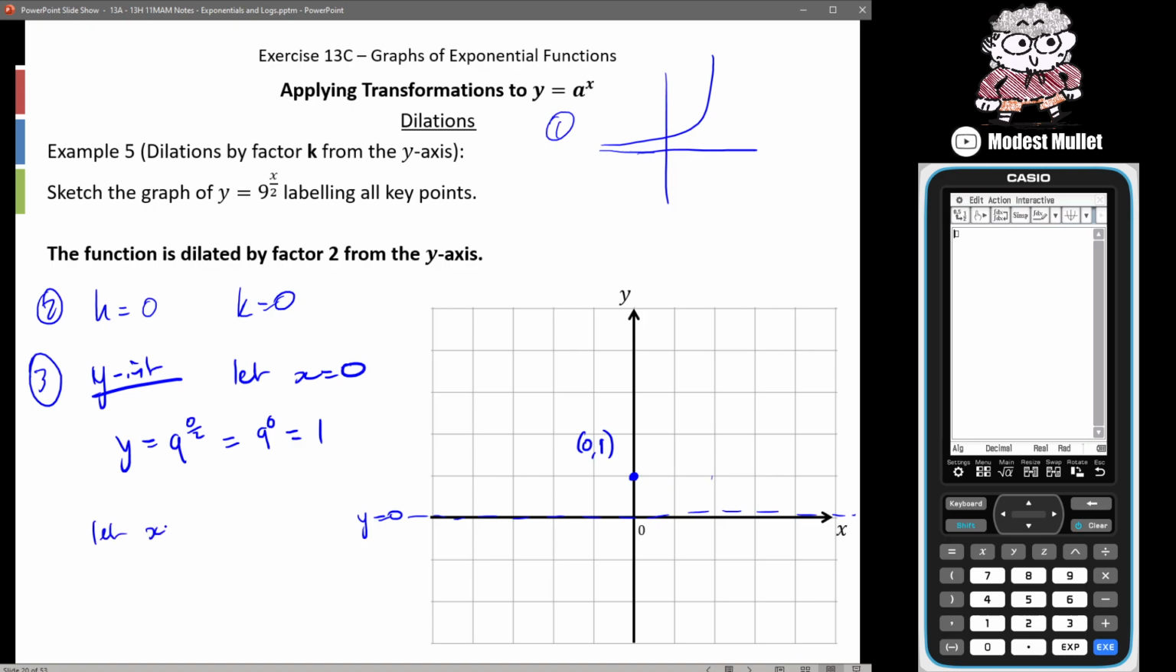So I'm just going to let x equal 1. So I get y is equal to 9 to the half. Now we know that's the same as the square root of 9, which is equal to 3. So we're going to be going through there. So it still kicks up a bit. There we go.